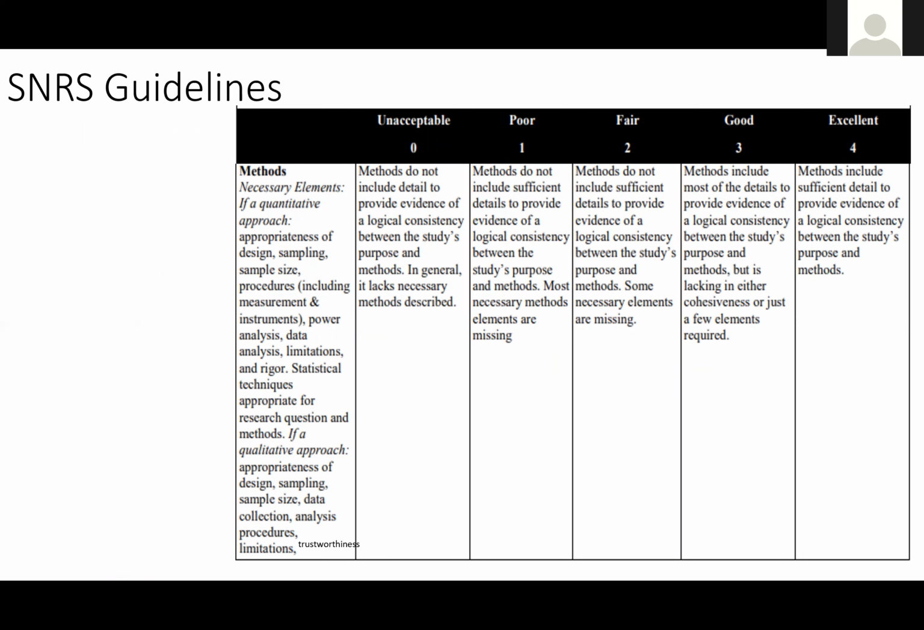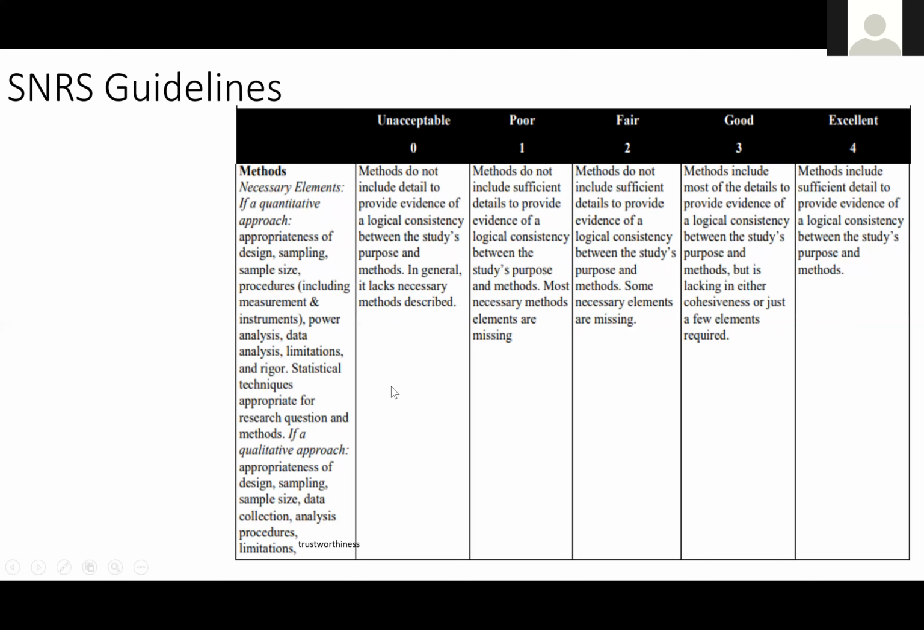So what do we look for when we review methods? An excellent method section will include sufficient detail to provide evidence of a logical consistency between the study's purpose and methods. Your method section should say, this is how we did the study, and that study design should really fit with the purpose of the study. If you don't include enough detail to let us know what the study did, if it's not clear how the methods aligned with the purpose of the study, you won't get a good score.